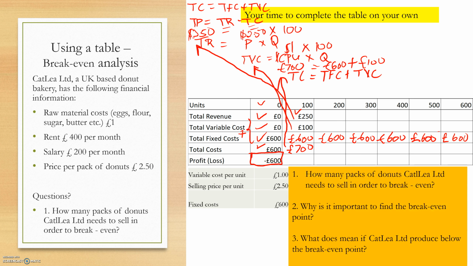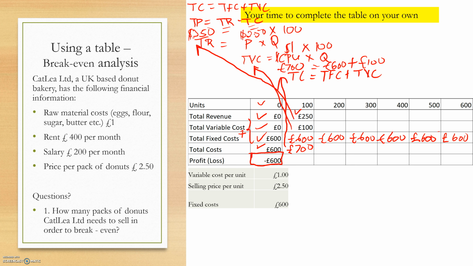Total revenue in this case is 250 pounds, and our total cost is 700 pounds. If we take away 700 pounds from 250 pounds, we should get something like 450 pounds. And again, that's negative.